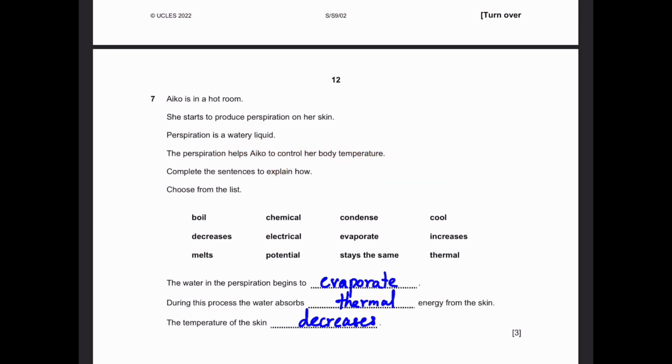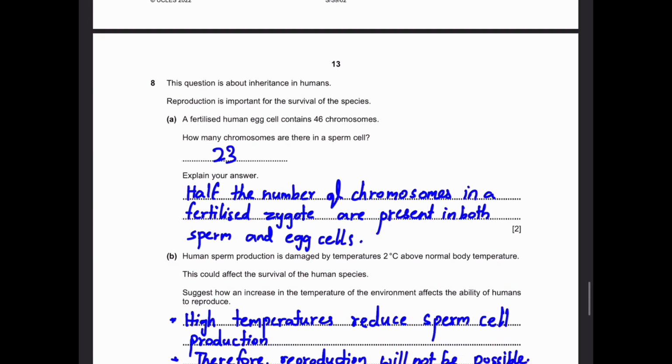And I'll show you how. The water in the perspiration begins to evaporate. During this process, the water absorbs thermal energy from the skin. The temperature of the skin decreases. Why? Because the water absorbs the thermal energy and evaporates, which means it's no longer on the skin, and that's why the temperature decreases. That's the answer. Let's go to question 8.